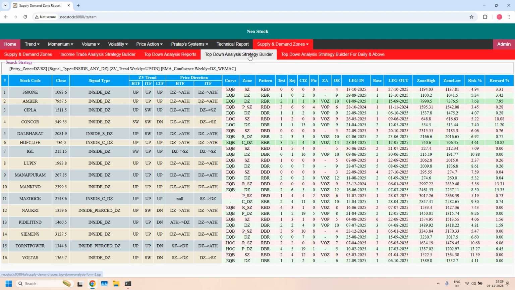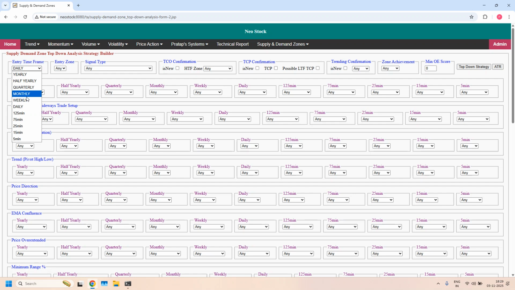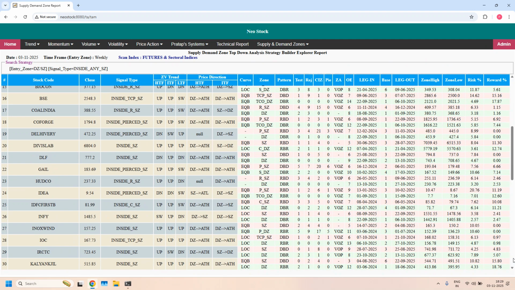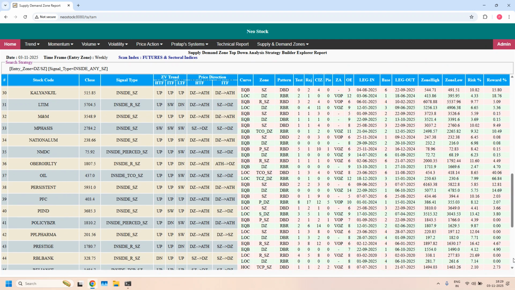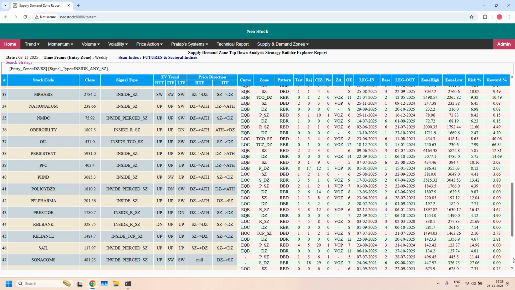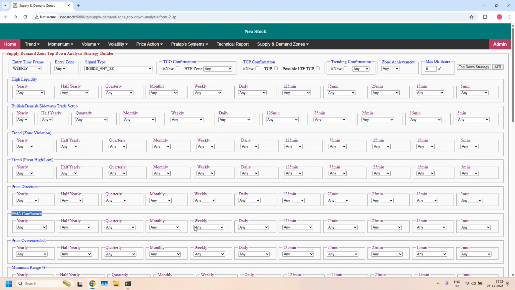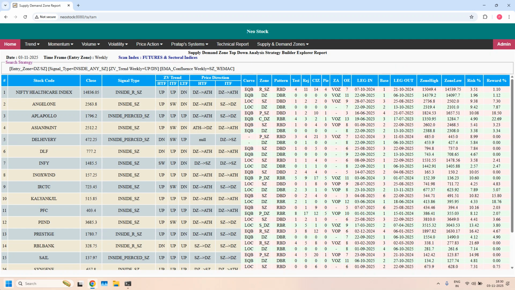Okay, next, price closed inside the weekly supply zone. First 15 stocks in the list. Scrolling the list down, 56 stocks are filtered. Let's further filter this list based on weekly supply zone having weekly EMA confluence, and also trend on the weekly should not be sideways. It can be up or down trend.